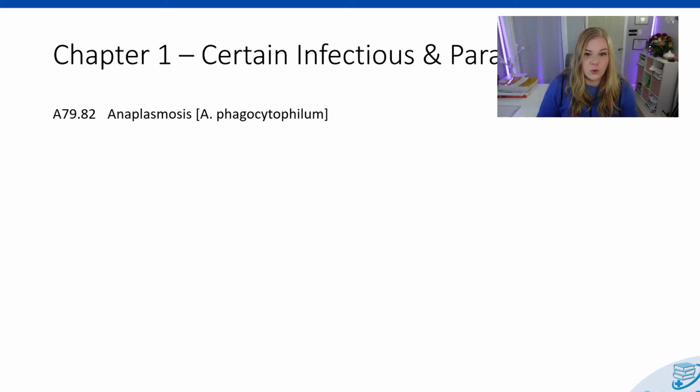So for our chapter 1, we have code A79.82 was added for anaplasmosis. So this was added because they want to be able to monitor this particular disease and how it is spreading, and then possibly develop some prevention measures for anaplasmosis.